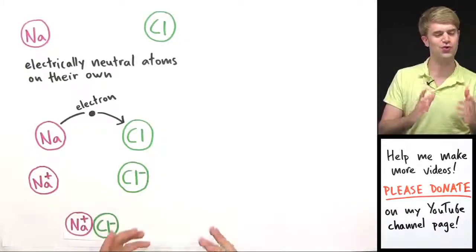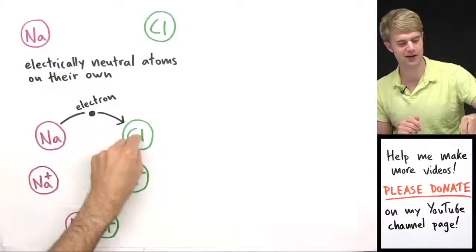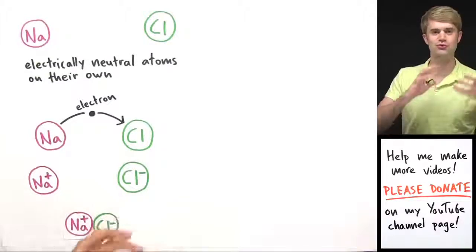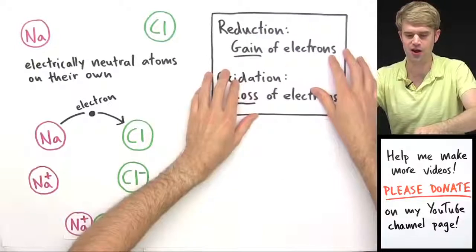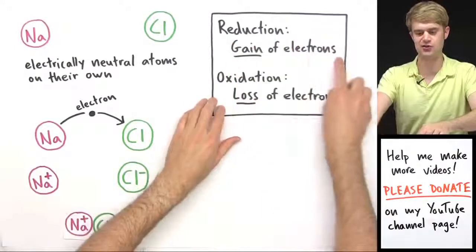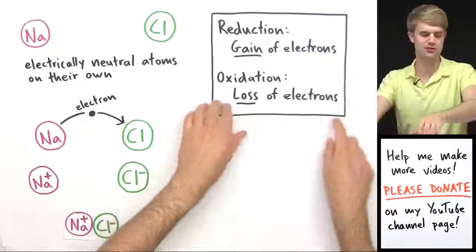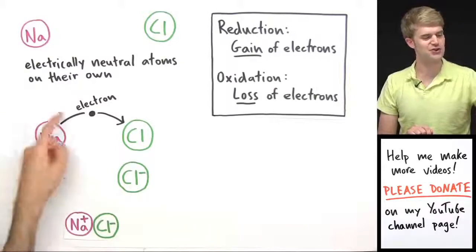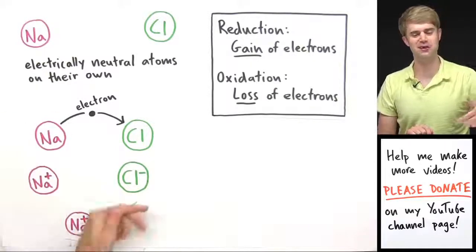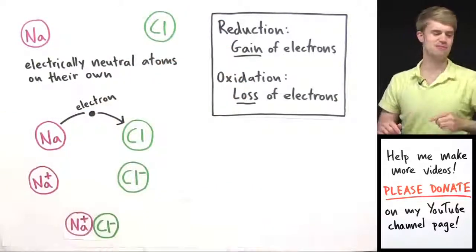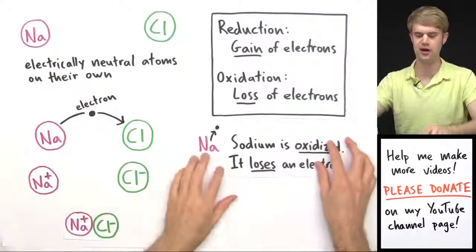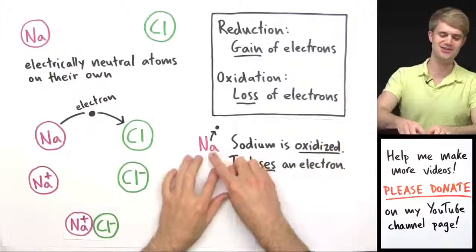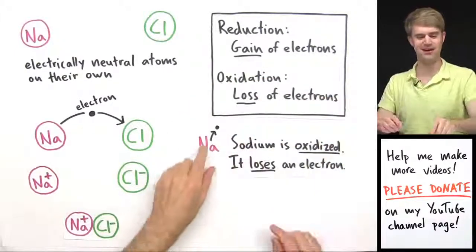I now want to describe what's happening to sodium and chlorine using these terms reduction and oxidation. Just to refresh your memory, reduction here is a gain of electrons and oxidation is a loss of electrons. So for sodium, what's happening? Is it being reduced or is it being oxidized? Well, sodium is giving up one of its electrons, it's losing an electron, so it's being oxidized. Here's a diagram of sodium giving up that electron.